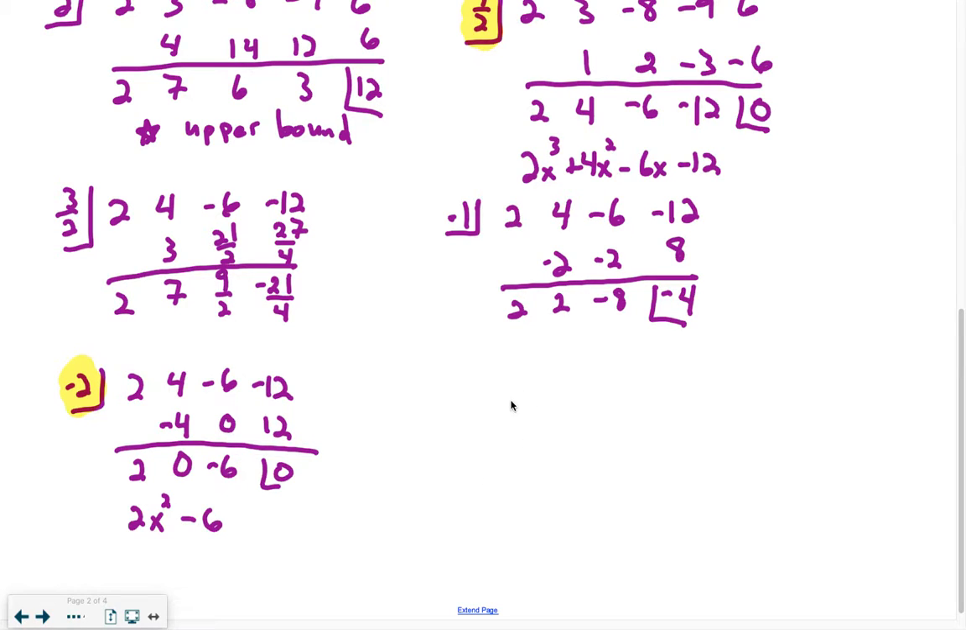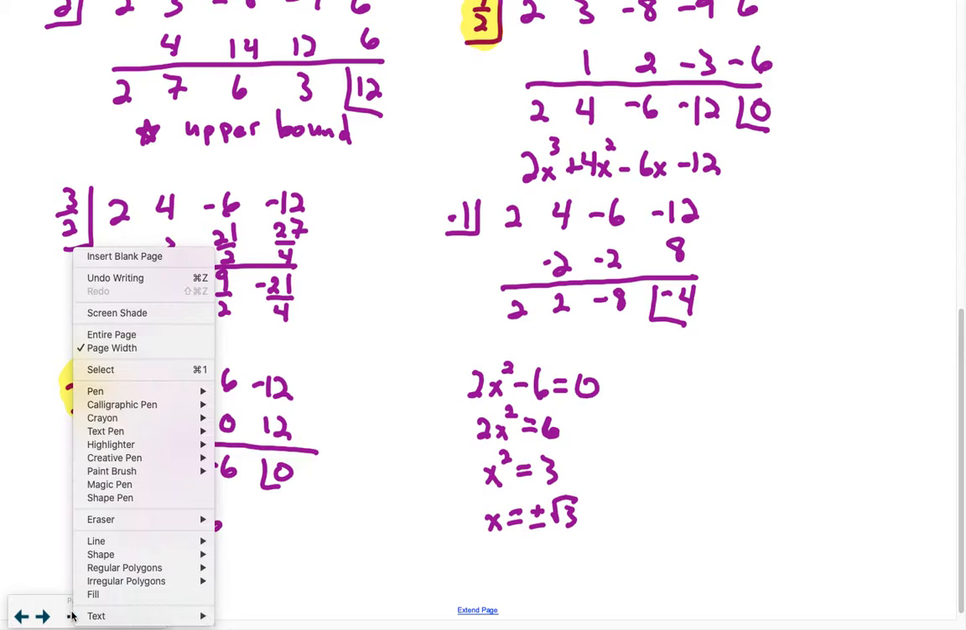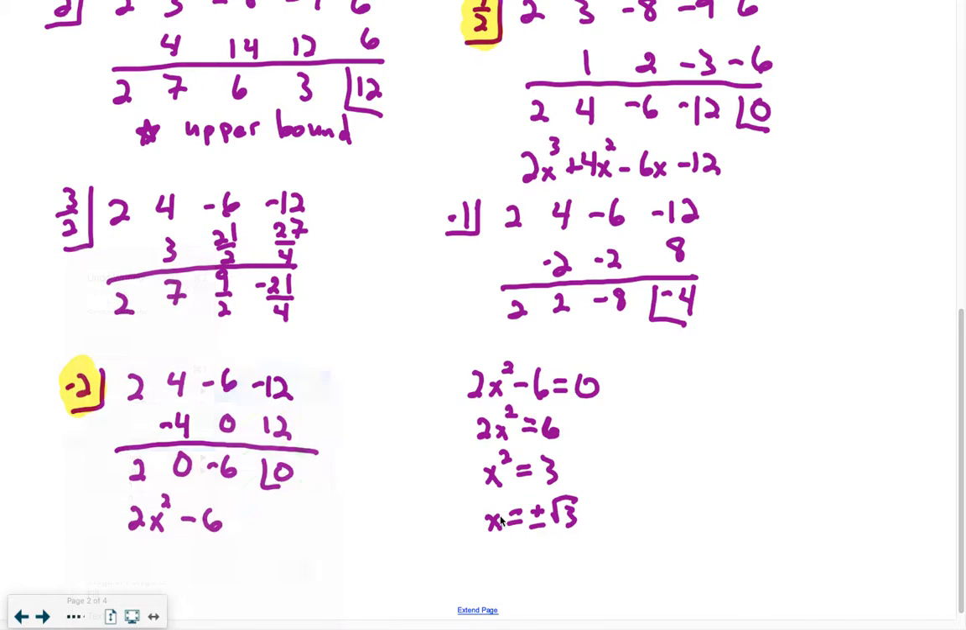Now I can finally take this quadratic and solve. I can just add the 6 over, divide by 2, get x squared equals 3, and then just take the square root of both sides, and I get x equals positive and negative square root of 3. Don't forget, whenever you take a square root, you get a positive and a negative. I have now found 5 roots. Since my maximum number of roots was 5, I know for sure that I've found all of them.